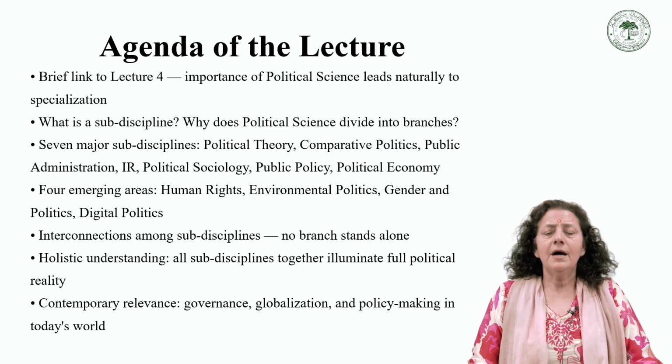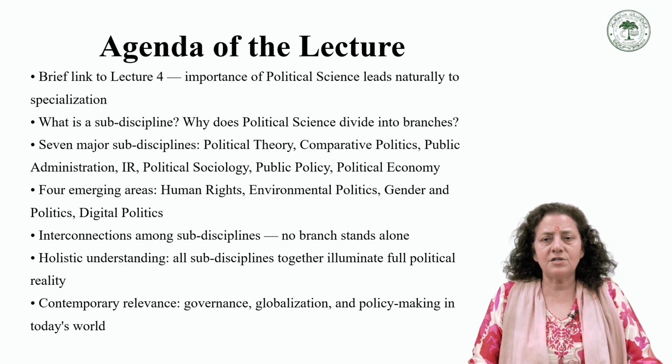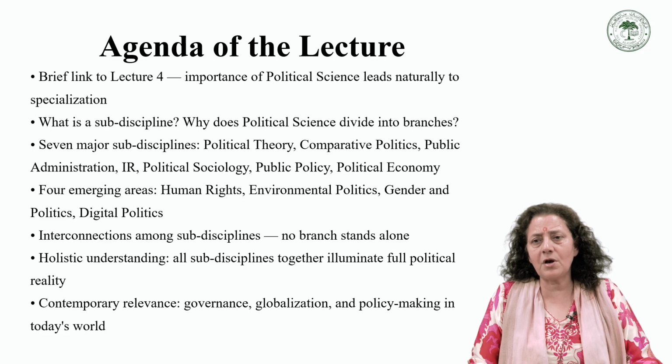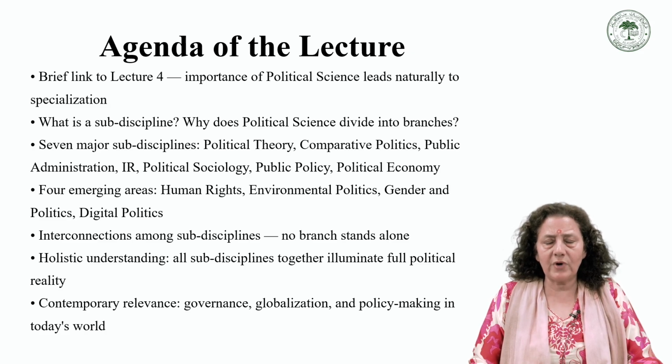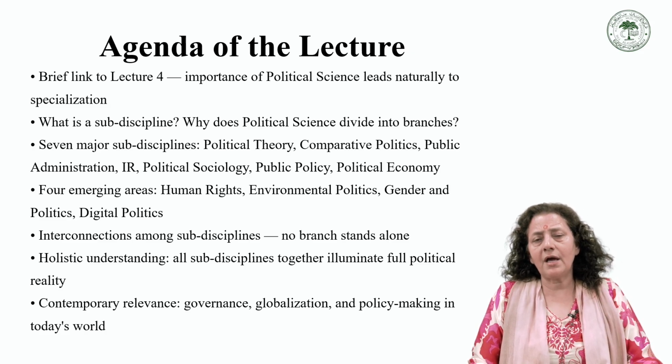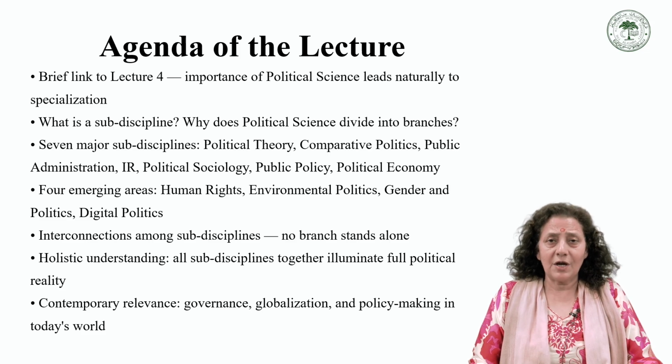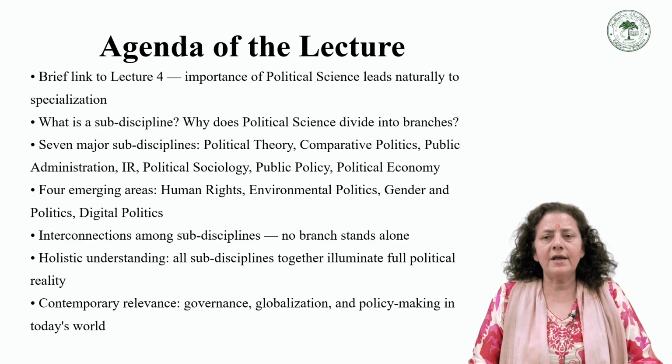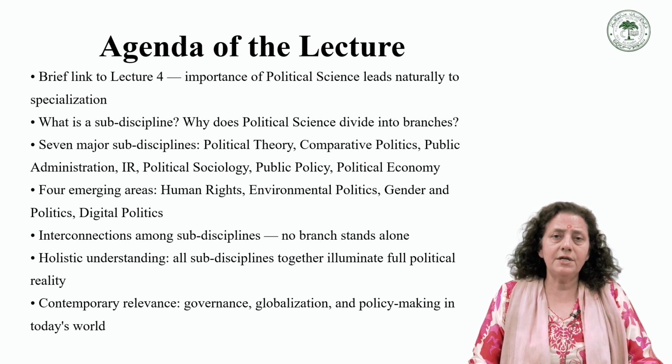We will begin by understanding what a subdiscipline means and why political science is divided into branches. We will then study each major subdiscipline in detail: political theory, comparative politics, public administration, international relations, political sociology, and public policy and political economy. After covering these core branches, we will explore emerging areas that have entered the field in recent decades, including human rights, environmental politics, gender and politics, and of course, very relevant digital politics.